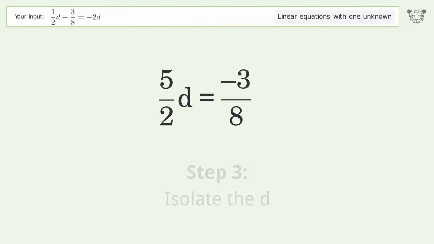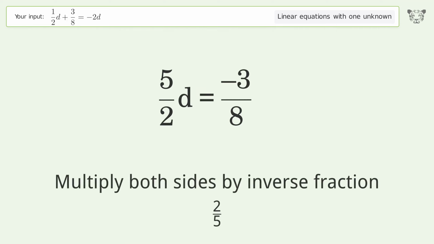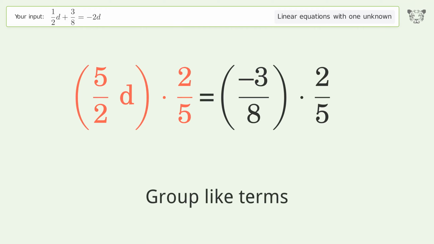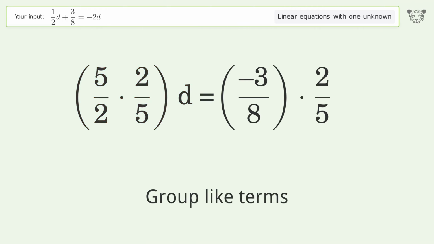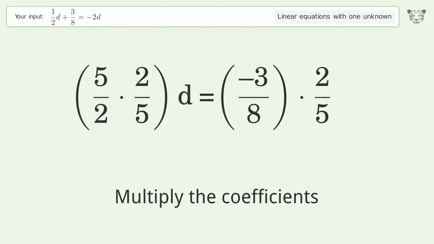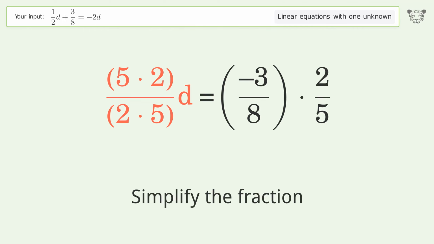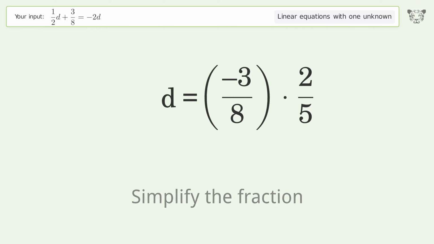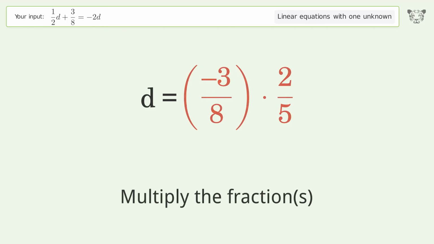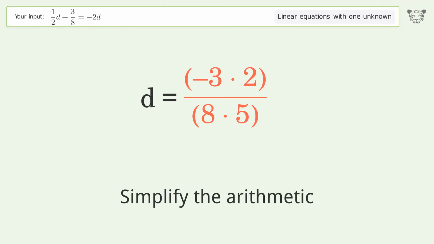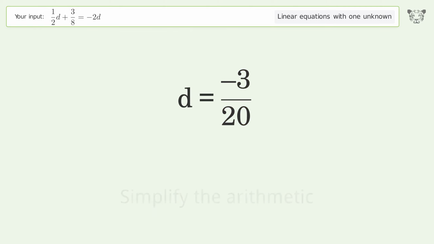Isolate the d. Multiply both sides by inverse fraction 2/5. Group like terms. Multiply the coefficients. Simplify the fraction. Multiply the fractions. Simplify the arithmetic. And so the final result is d equals -3/20.